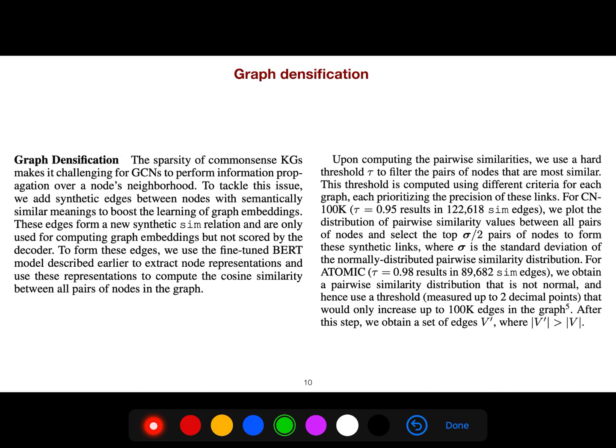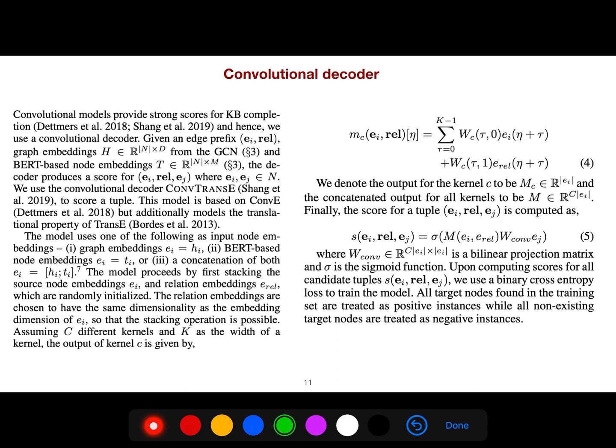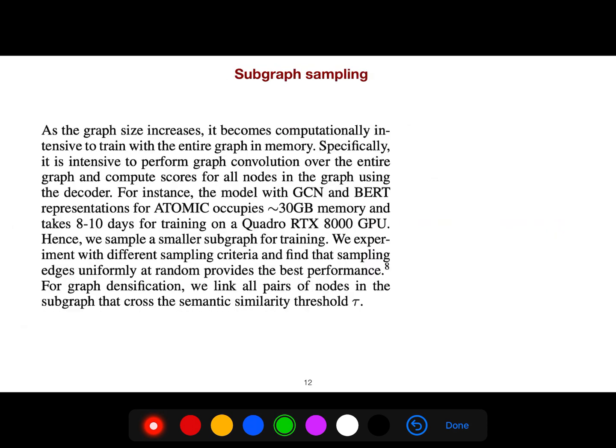And we should do graph densification, because the sparsity of commonsense knowledge graphs makes it challenging for graph convolutional networks to perform information propagation over a node's neighborhood. And we use the convolutional decoder. So the score of a tuple, as I said, can be computed like this. The output of the kernel C is M of C, and the concatenated output for all kernels is M.